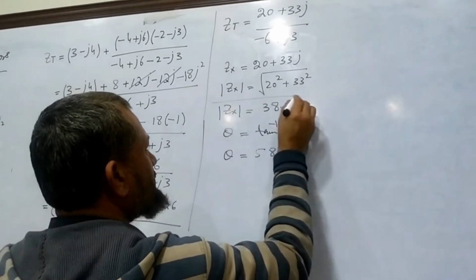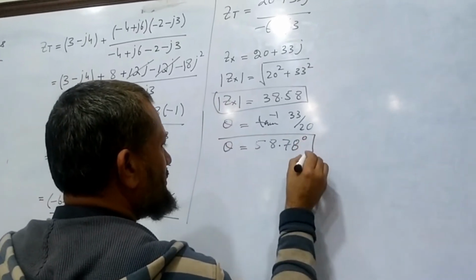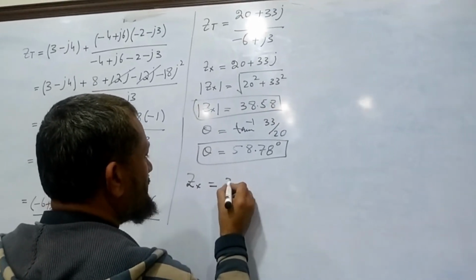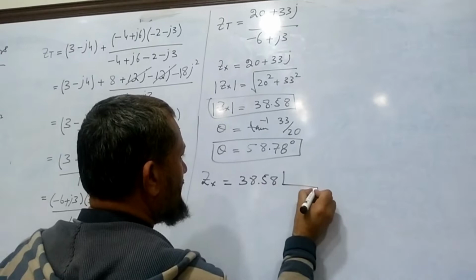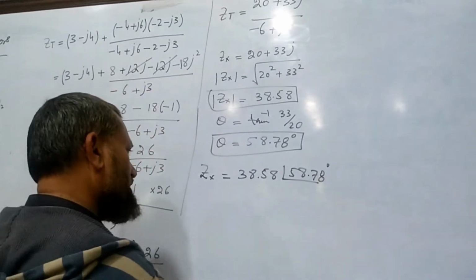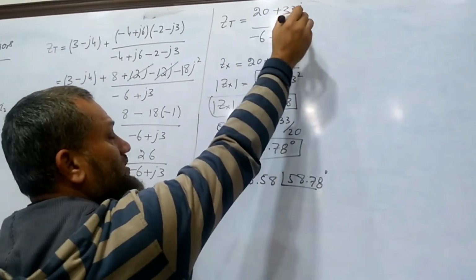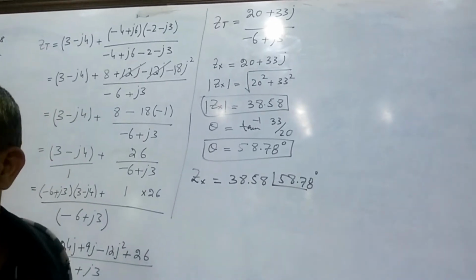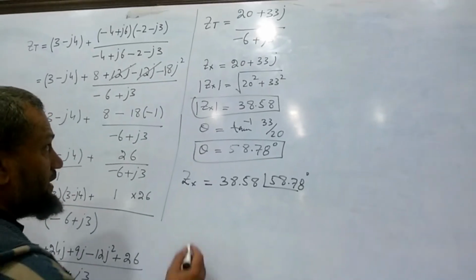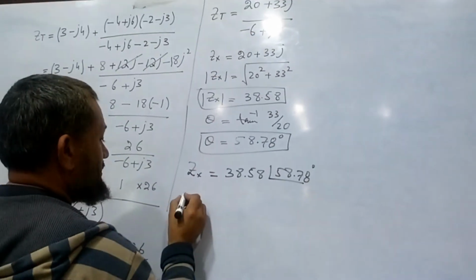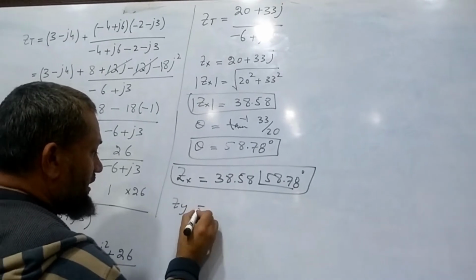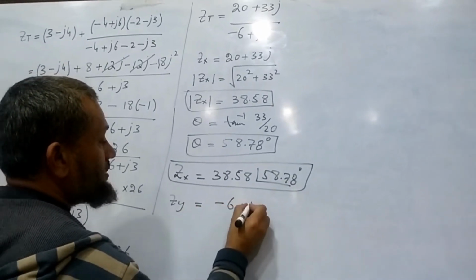So that was the magnitude. So zx polar form is 38.58 angle 58.78 degrees. Understand? That was 20 plus j33. And another one is the denominator, for example, zy. Here it was zx, this zy is minus 6 plus j3.